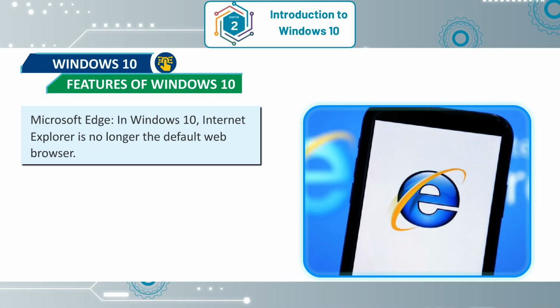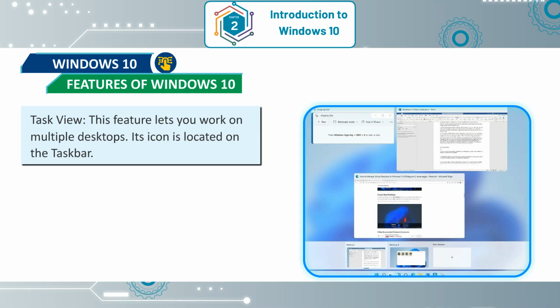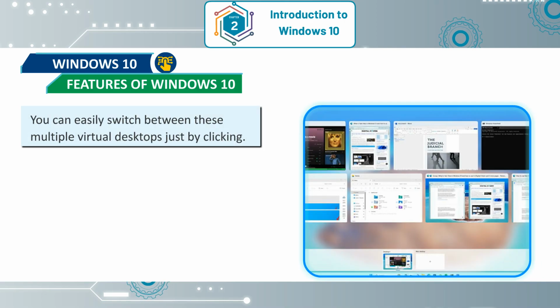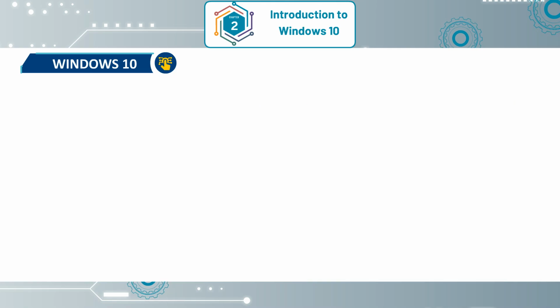Microsoft Edge. In Windows 10, Internet Explorer is no longer the default web browser. It has been replaced by a new browser called Microsoft Edge. Task View. This feature lets you work on multiple desktops. Its icon is located on the taskbar. You can easily switch between these multiple virtual desktops just by clicking. Multitasking. It allows the users to work on multiple programs at the same time.